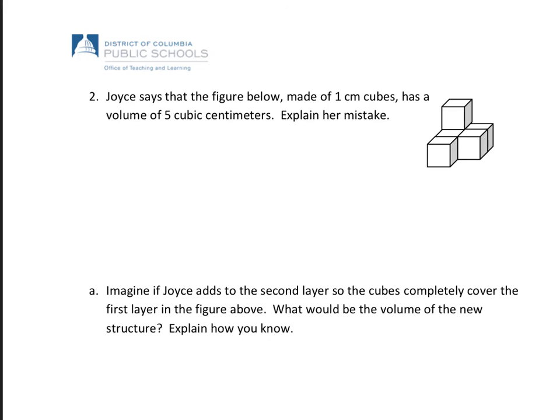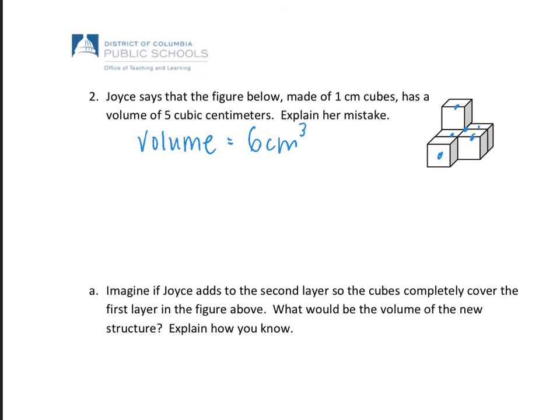So let's count these cubes. So I see 1, 2, 3, 4, 5, and I know that this one is stacked on top of something, right? Because it's a lot taller. So there has to be another cube underneath it, which would be 6. All right, so that is why the volume is 6 cubic centimeters. Okay? So I'll give you a few minutes, pause the video, write down what her mistake was.